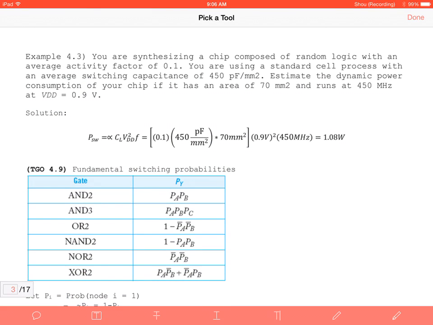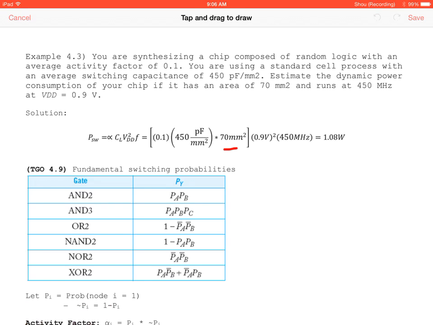Additionally, we're synthesizing a random chip. We are able to take this switching factor again and figure this out with the size of the chip. Here we have 70 millimeters squared times capacitance per unit area, and then we have our switching factor again, 0.9 volts squared. And then we're able to figure out the supply voltage.